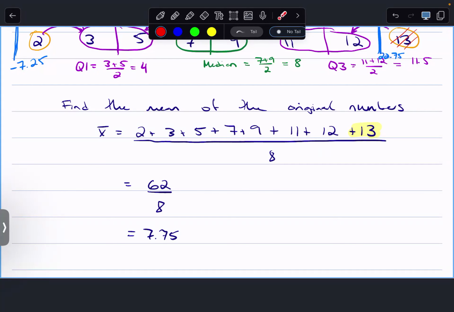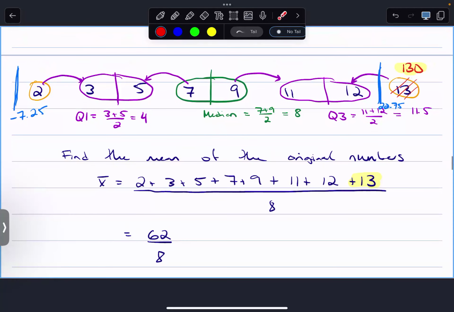What happens to the median when I change this to 130? Nothing, right? It's just a number. And so the benefit of using the median is it says, okay, I actually don't care. I'm just here to find the middle, right? And so changing this 13 to 130 doesn't change the median, right? The median would still be 8.